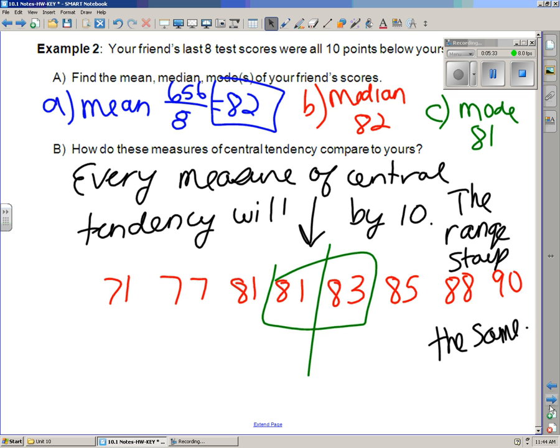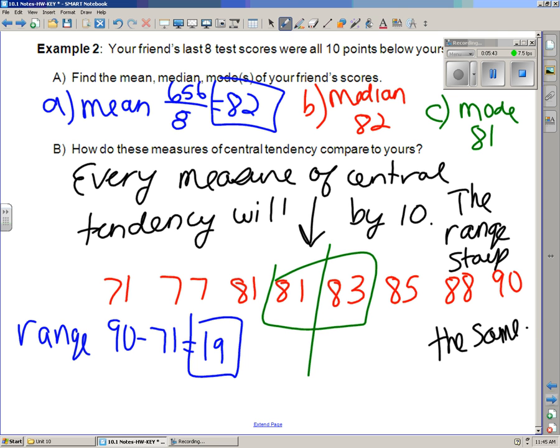They're not asking you for the range, but assuming that they did, the range then just becomes 90 minus 71, which is still 19. So mean, median, and mode change, but the range will stay the same.